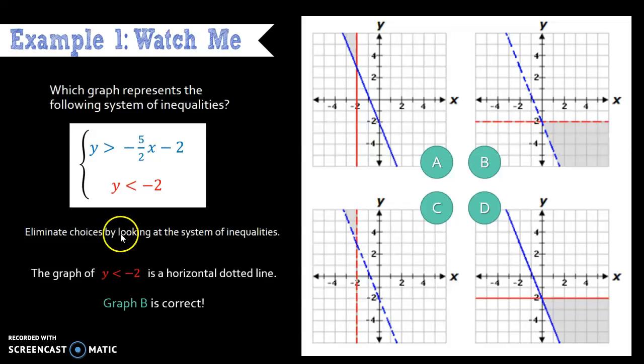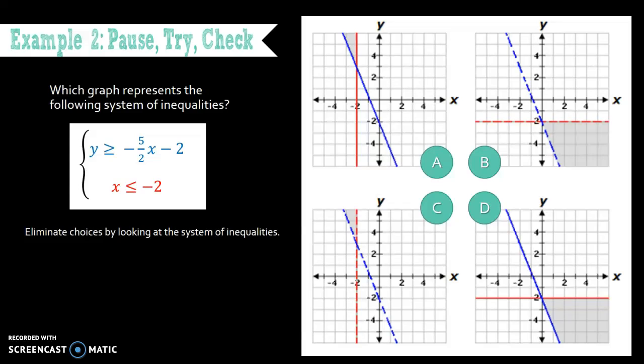That means my choice here is horizontal, but I know it's going to be a dotted line. So just by looking at the obvious differences in your graphs, you can make some smart decisions and eliminate some choices. B is going to be our correct graph right here, but we could also check the equation of the blue one as well. And if you were to do that, you would see that choice B is still the correct answer.